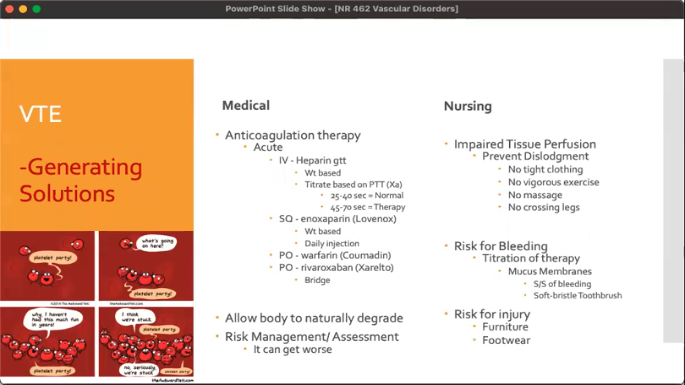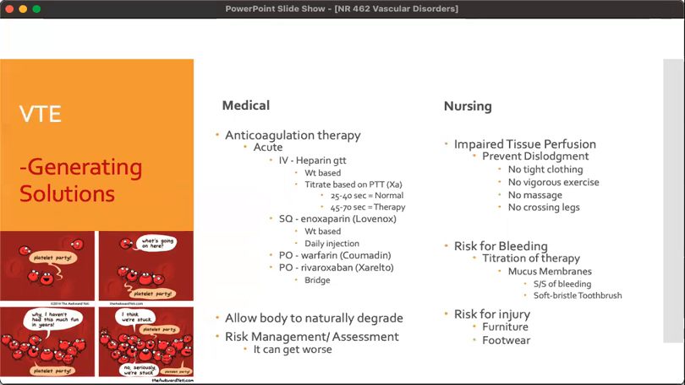So on the medical side, the solutions that we are looking at. If a patient has a blood clot, the very first thing we want to do is prevent it from getting worse. So the acute intervention that we're going to see is initiation of anticoagulation therapy. Fastest way we can make drug bioavailable for a patient is to give it IV. So that's where we're going to start with our IV heparin. This is going to be a weight-based dosing. So many milligrams per kilogram is going to be infused through IV infusion.